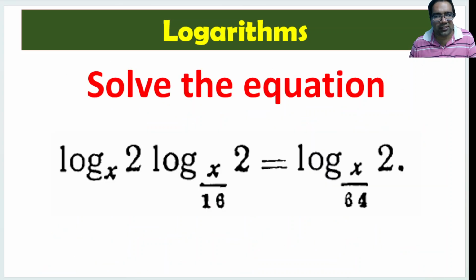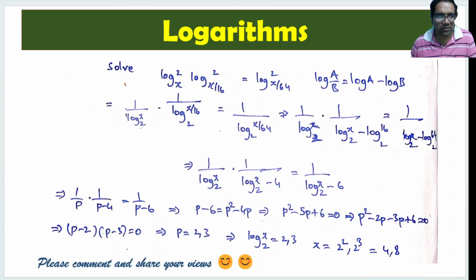Right guys, this is a simple, straightforward problem. Just that if we bring x to the top, or x/16 to the top, or x/64 to the top, it becomes easy for us. So log 2 to the base x is actually equal to 1 by log x to the base 2. We use that, and at the same time log a/b equals log a minus log b.